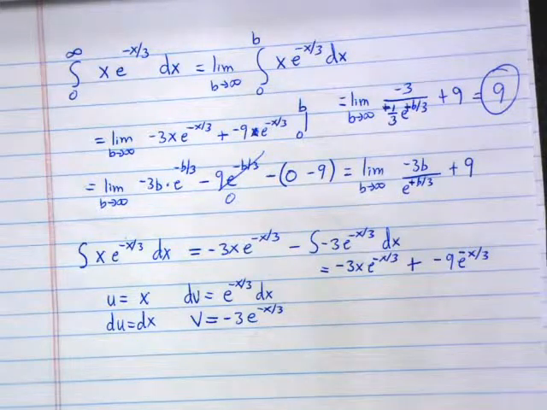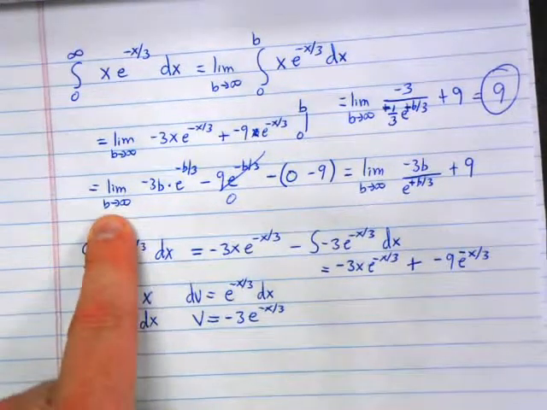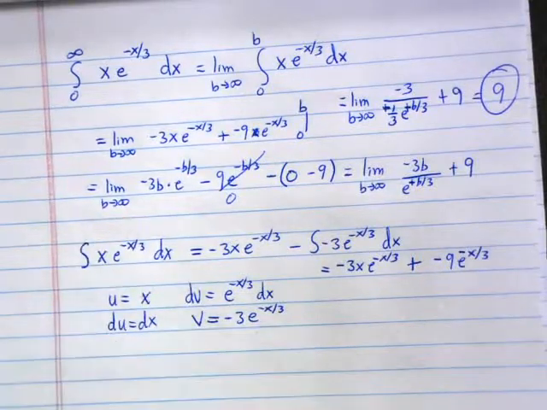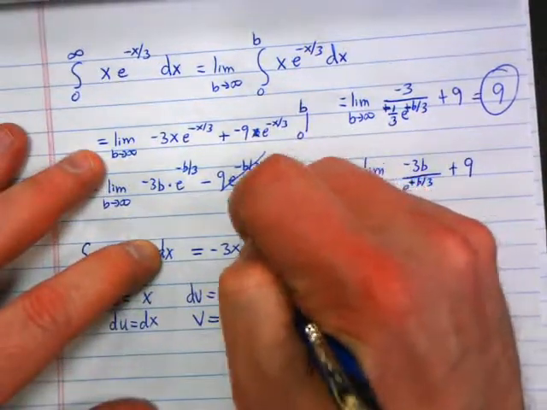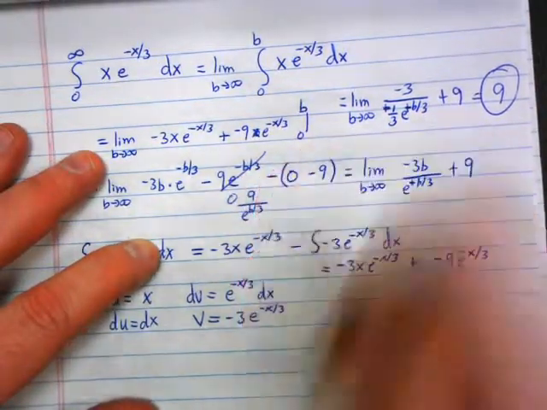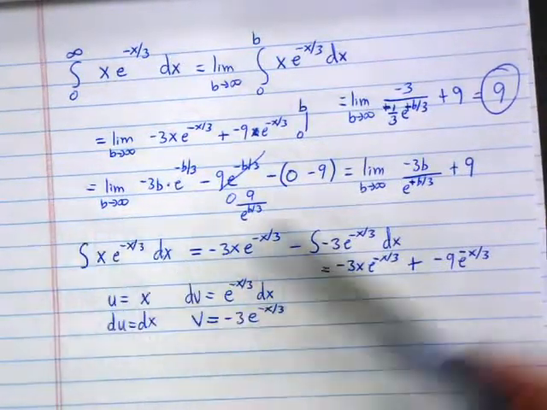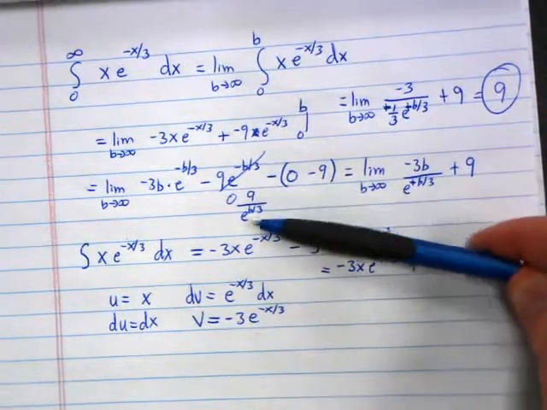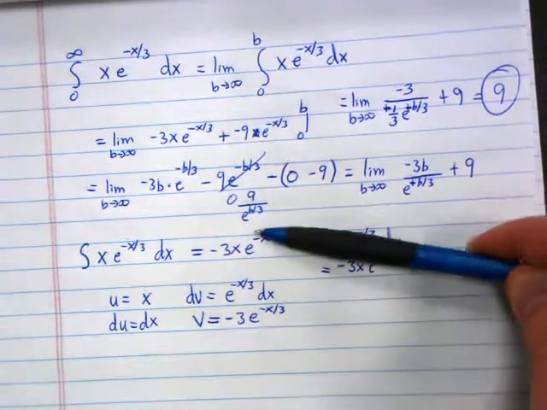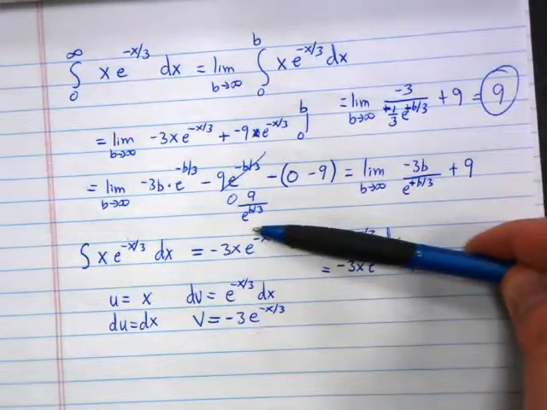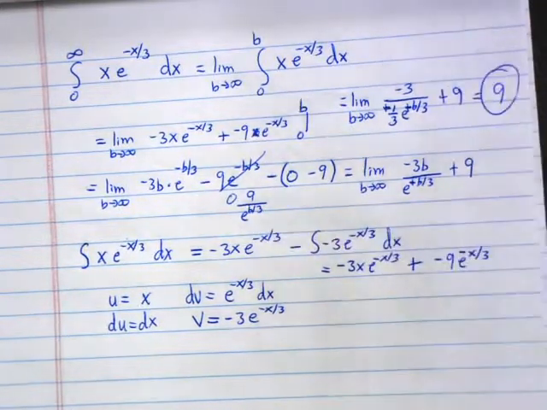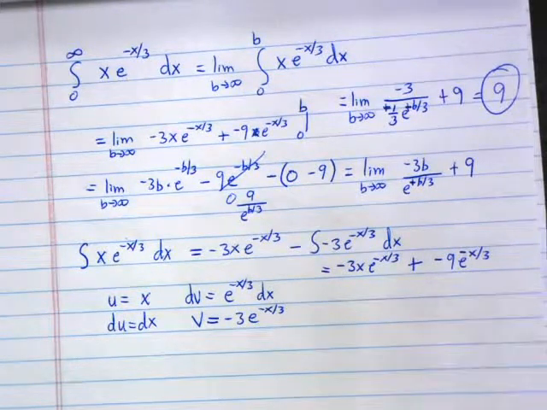How does the negative 9e to the negative b thirds change to 0? When b gets really, really big, this is 9 over e to the b over 3. So this is a number, and then this gets really, really big. A number divided by something really, really big gets close to 0. So that's how that one just disappeared. Other questions?